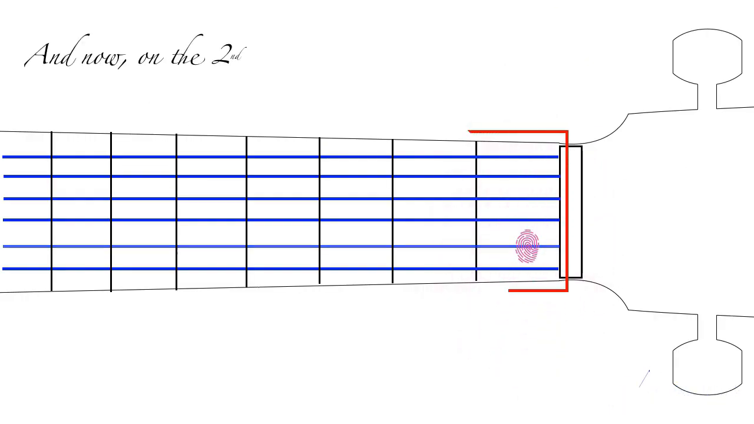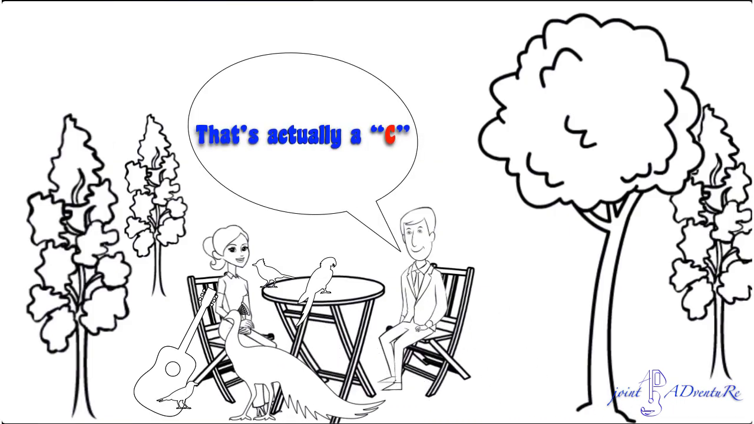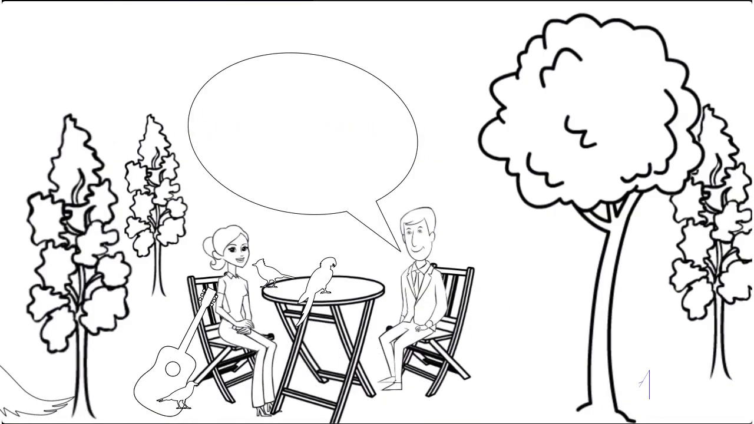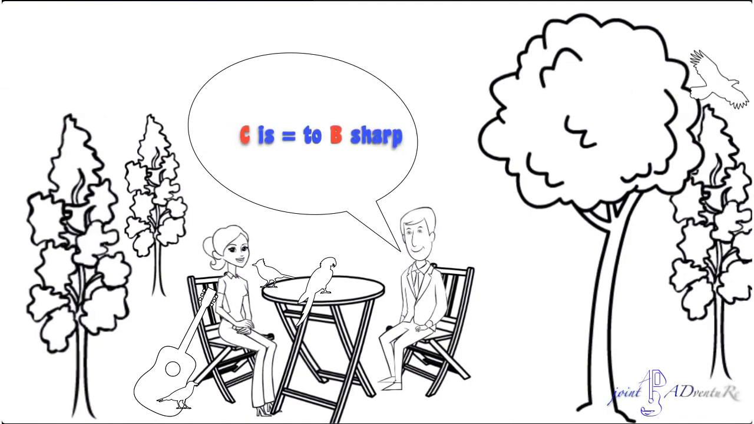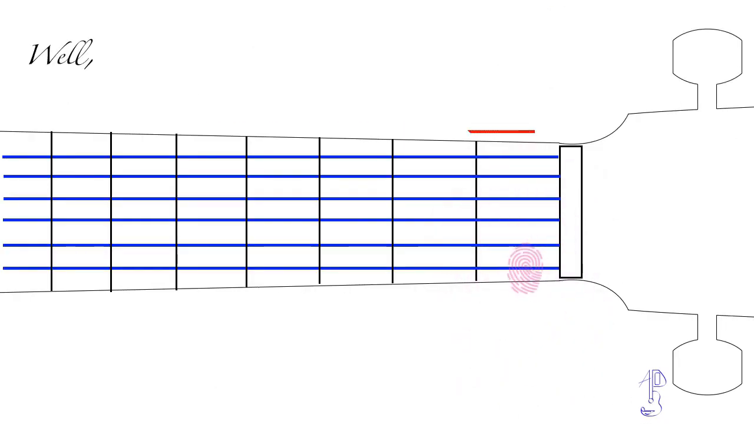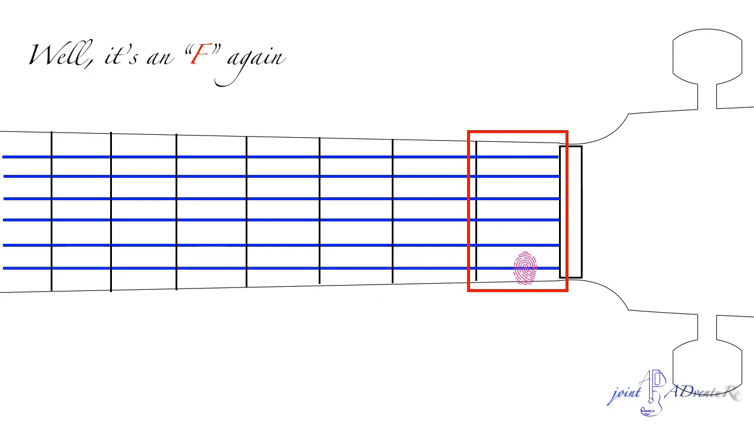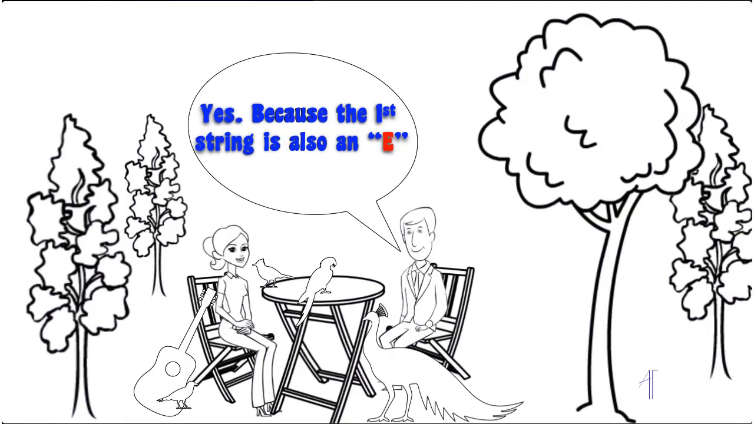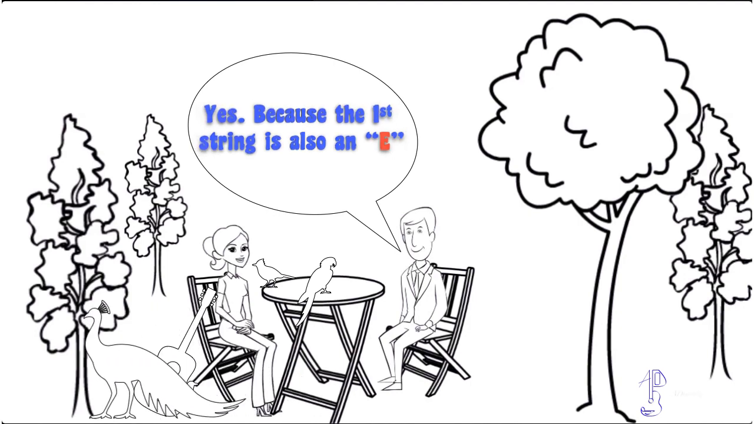And now, on the 2nd string, I find... That's actually a C. In other words, C is equal to B sharp. Let's do the last one. Well, it's an F again. Yes, because the first string is also an E.